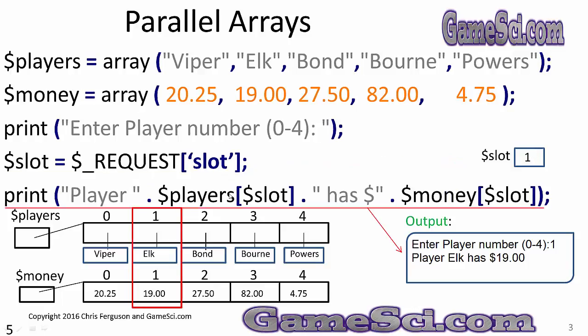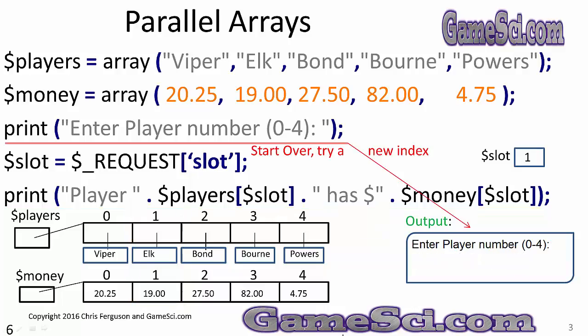So the user has entered slot 1 as their requested player, and I'm going to execute this print statement and I output the word player. Then I'm going to access the players array and access slot 1 of the players array. And Elk shows up when I print that out and has $, and I'll access the parallel money array on the same slot. When I access the parallel money array, you'll see that they have 19. See how position 1 in the player array matches position 1 of the money array? That's what we mean by parallel arrays.